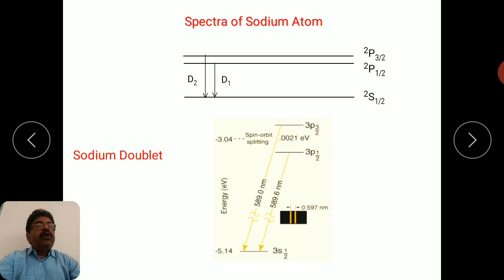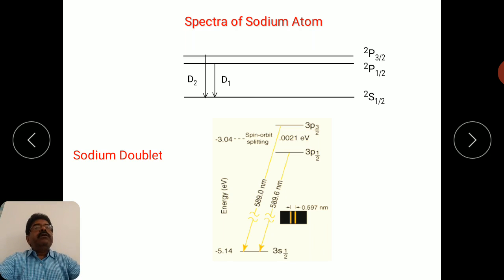And in the small representation here, the two yellow vertical lines are shown, and the spectral difference, that means the wavelength difference between the two lines, is 0.597 nanometer. So approximately, even slightly less than 6 angstrom unit, 5.97 angstrom unit, is the spectral difference between the two lines, D2 and D1, in the sodium doublet.